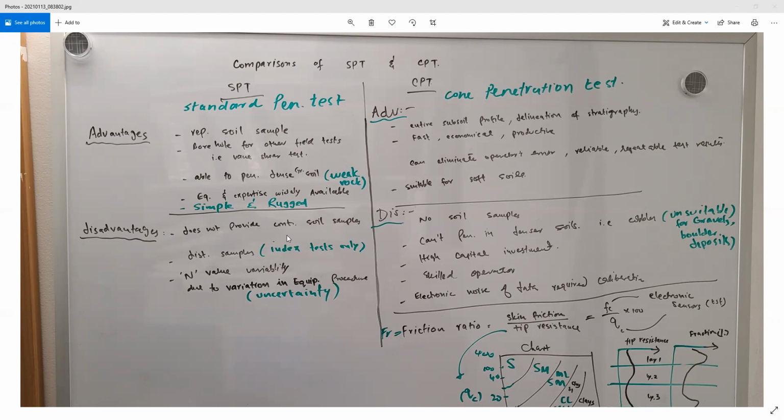There are a few disadvantages for the CPT method. It cannot obtain soil samples for further laboratory tests and verifications. It cannot penetrate dense granular soils such as cobbles. It's totally unsuitable for gravel, boulder deposits. It has a very high capital investment, and you require a skilled operator to run the rig or machine and the software. Electronic noise of data requires calibration.